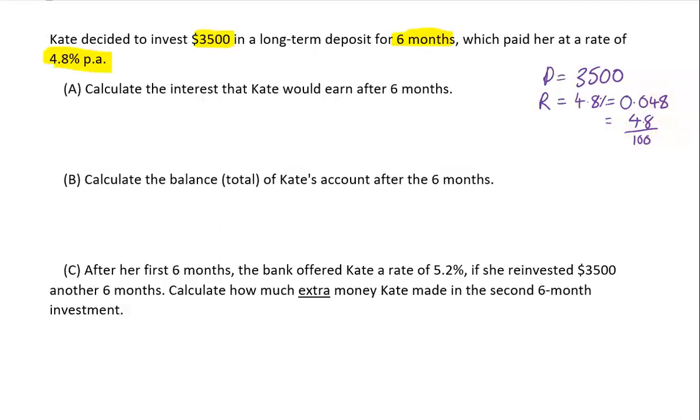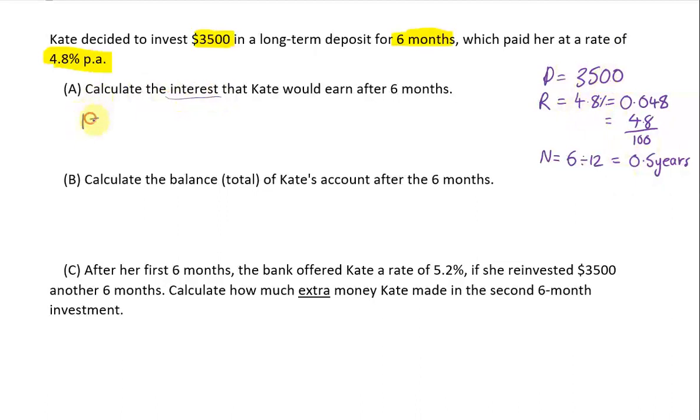You can choose either. And our N is 6 months. Now because that's 6 months and we need it in years, we divide by 12, 12 months in a year, which gives us 0.5 years. So $3,500 invested at an interest rate of 4.8% for 0.5 or half a year. So we calculate the interest that Kate would earn on that after 6 months.